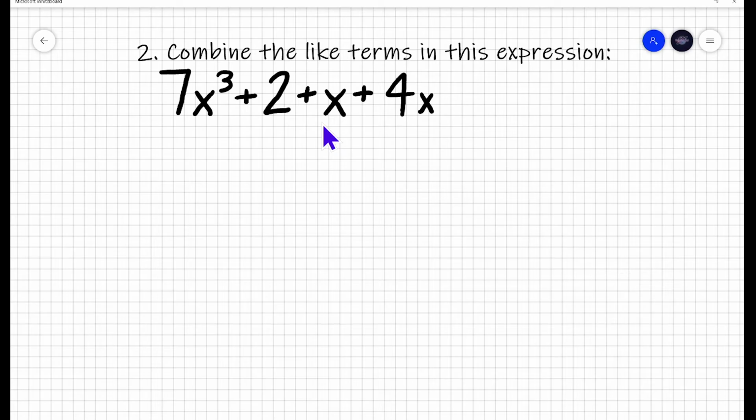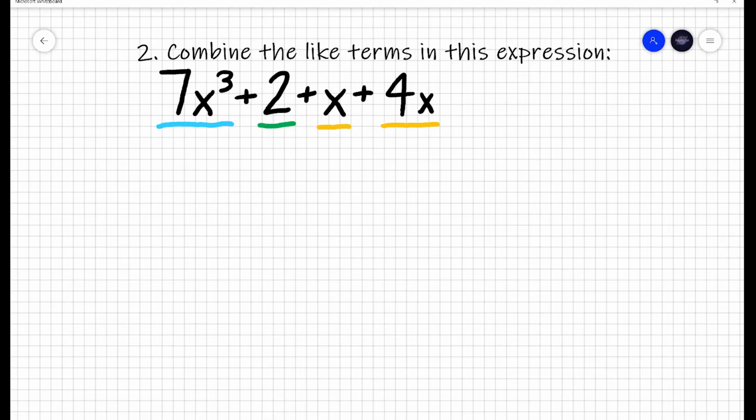Done. So for this one, look for the highest variable exponent. In this case, once again, it's 3. 7x cubed. Next, you look for the second highest. In this case, it's just x, or x to the first power. And there's two of them, which is x and then 4x. Remember, x, or just regular x with no coefficient, no number, is technically 1. In this case, it's adding, so it's going to be a positive 1, not a negative 1. And finally, we're going to look for the constant, and in this case, it's just 2.